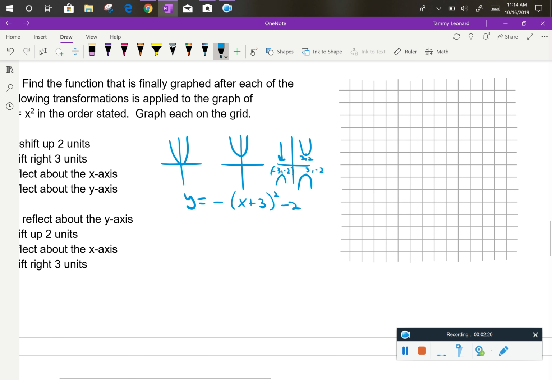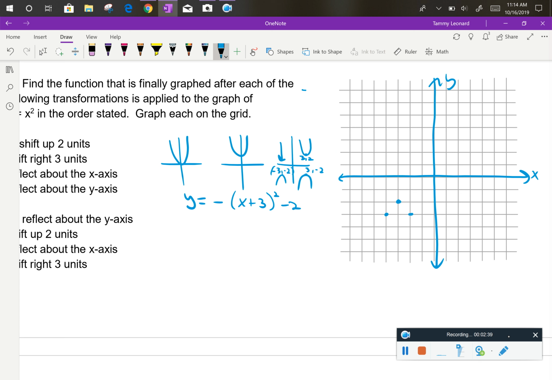So if I now graph this, I'm going to put my axes in the middle because I don't know the best place for them, so I'm going to assume middle. Haven't done this problem since last year. Don't happen to remember this one exactly. All right, so I am at -3, -2, and I open down.